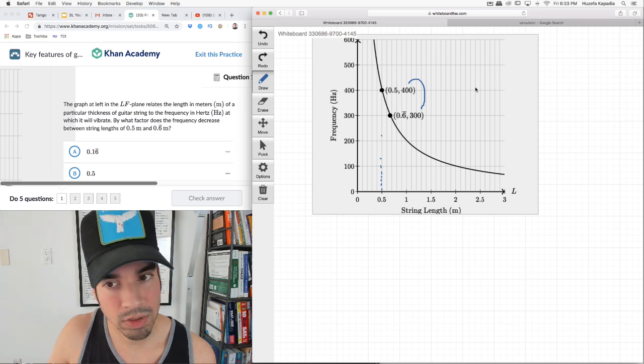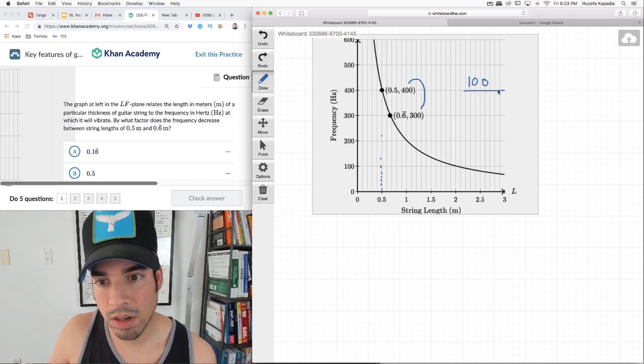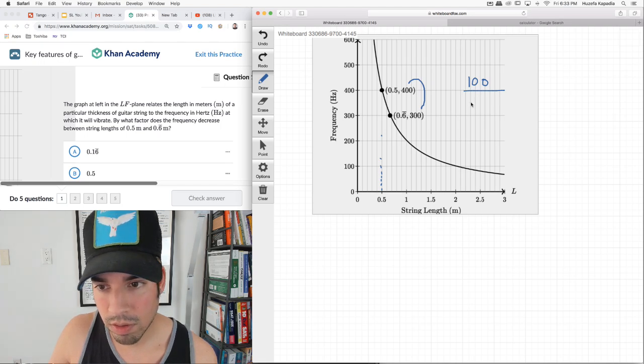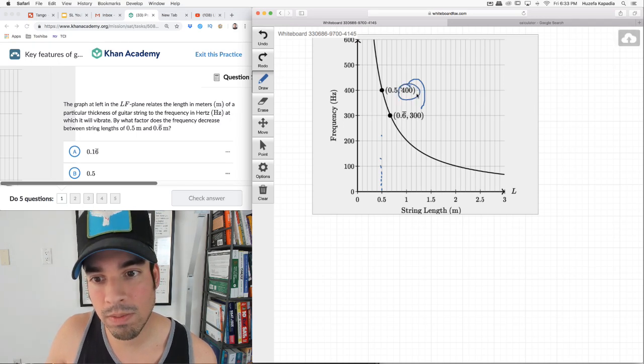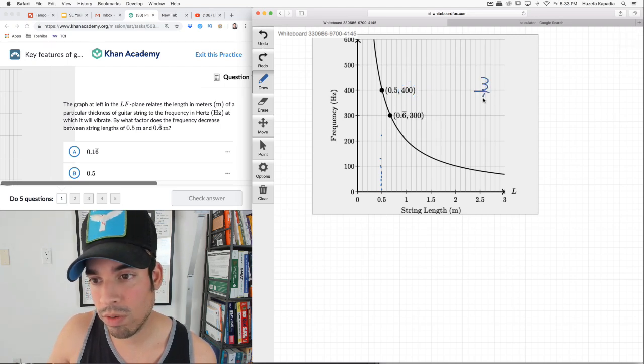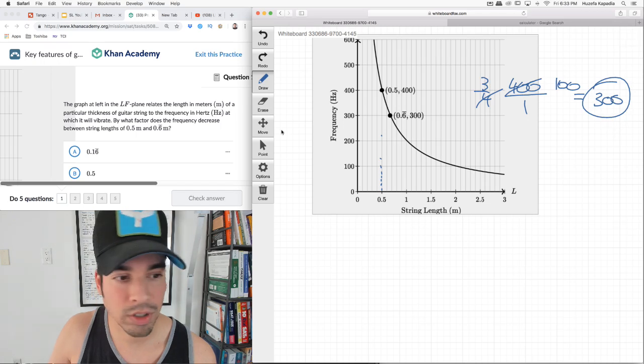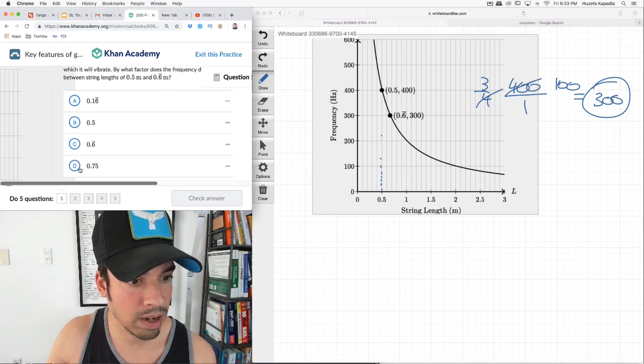Hold on, I got to think about this for a second. Because if it's slope, it's 100 over 0.16. No, that's crazy because that's huge. Yeah, no, they're talking about just scale factor. So it's basically like what will I have to multiply the 400 by to get 300? And that would be 0.75 or 3/4, because 3/4 of 400 gives me 300. So it should be 0.75, I believe.